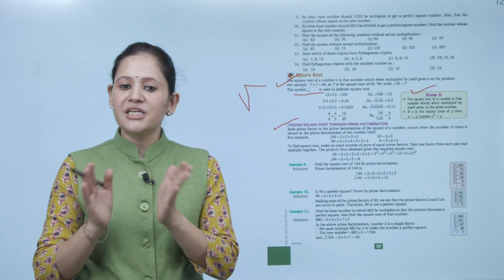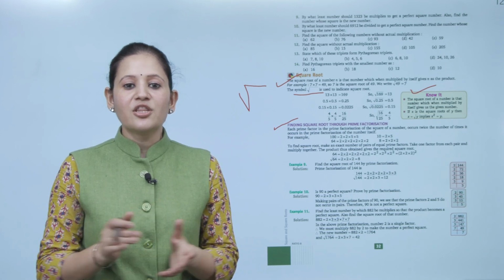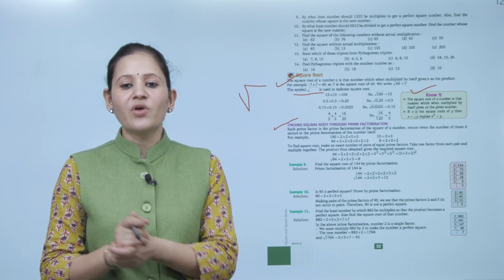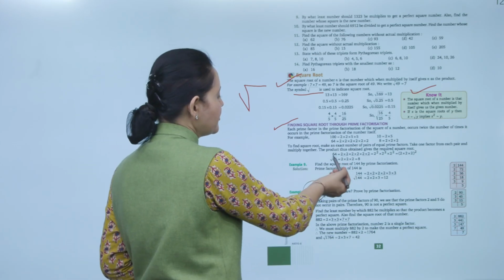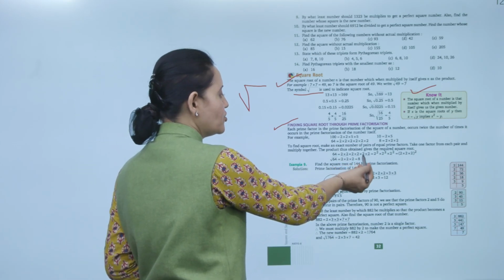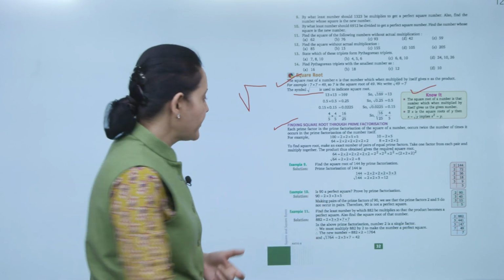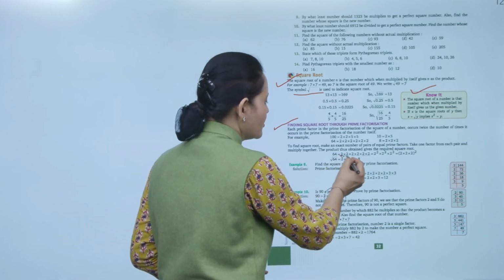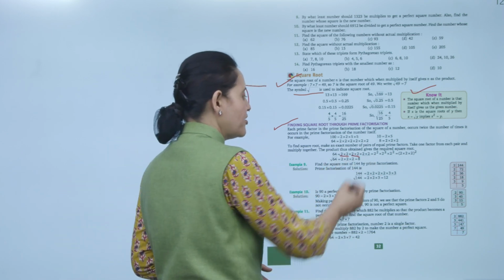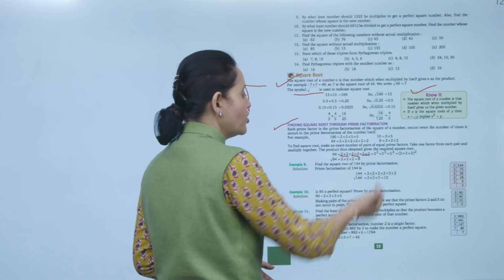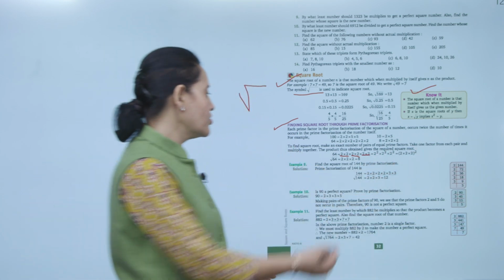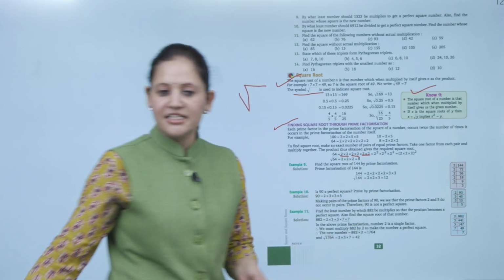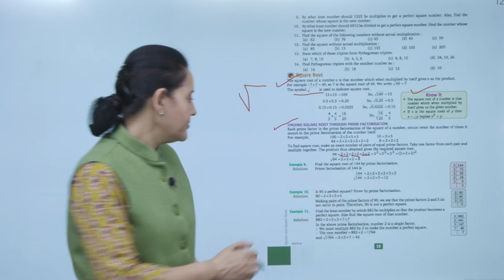So to find the square root, make the exact number of pairs of equal prime factors. Take one factor from each pair and multiply together. The product thus obtained gives the required square root. Like 64, that is equal to 2 into 2, 2 into 2, 2 into 2. So we'll make the pairs. So that is equal to square of 2 multiplied by square of 2 multiplied by square of 2. So 2 into 2 into 2 ka square. So that is equal to 2 into 2 into 2 that is 8. Clear?